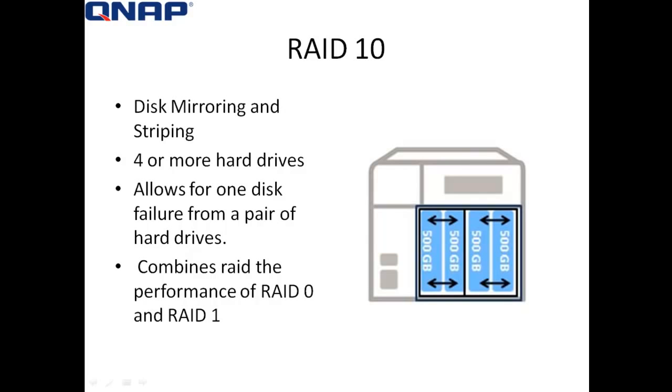RAID 10 is disk mirroring and striping, which allows for 1 disk failure from each RAID 1 pair. RAID 10 combines 4 or more disks in a way that protects data against loss of non-adjacent disks. It provides security by mirroring all the data on a secondary set of disks while using striping across each set of disks to speed up the data transfers. It basically combines RAID 1 and 0 into one RAID feature. If you install 4 hard drives at 500 GB each in the TurboNAS and format the drives as RAID 10, the total capacity of the volume is 1 TB.